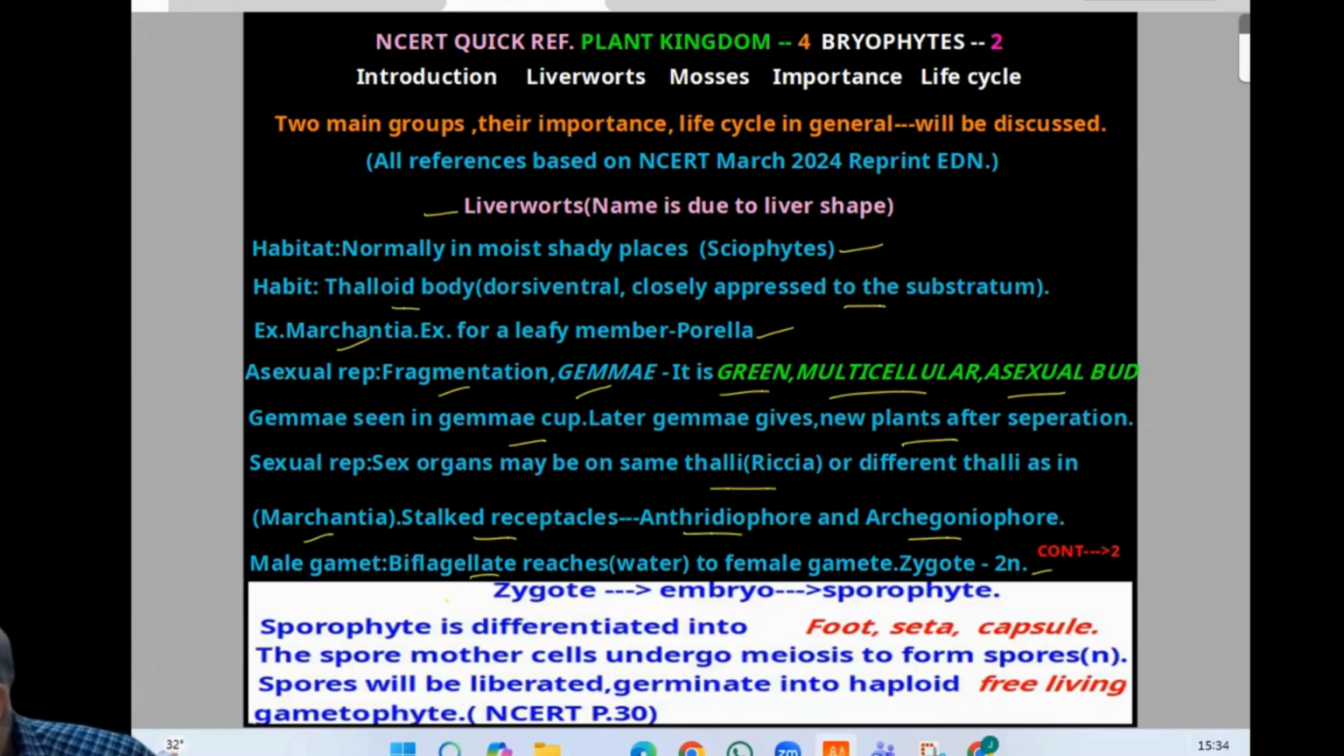Now, development: the zygote develops into an embryo, and the embryo into a sporophyte. The sporophyte is differentiated into three parts: foot, seta, capsule. When you observe the diagram, it will be clear. In the capsule, spore mother cells undergo meiosis to form spores. Spores are haploid. Spores will be liberated and germinate into a haploid, free-living gametophyte. That is what is given on NCERT page number 30. I think the first page is clear.